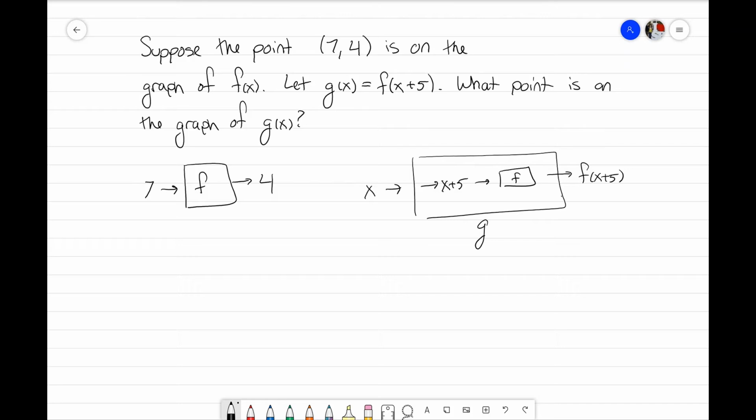So buried inside my g machine is an f machine. And the only thing we know about f is about the input 7. And so I need to figure out how can I make 7 the input for f. Well, in this machine, the input for f is x plus 7. Excuse me, it's x plus 5.